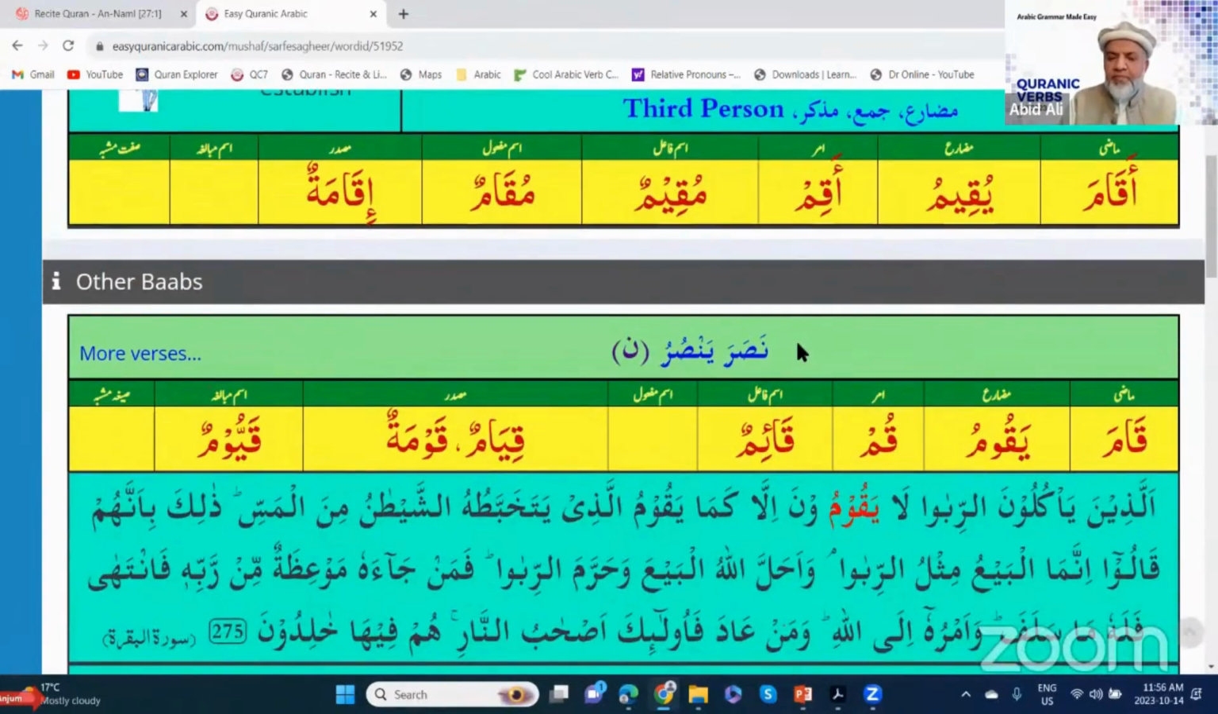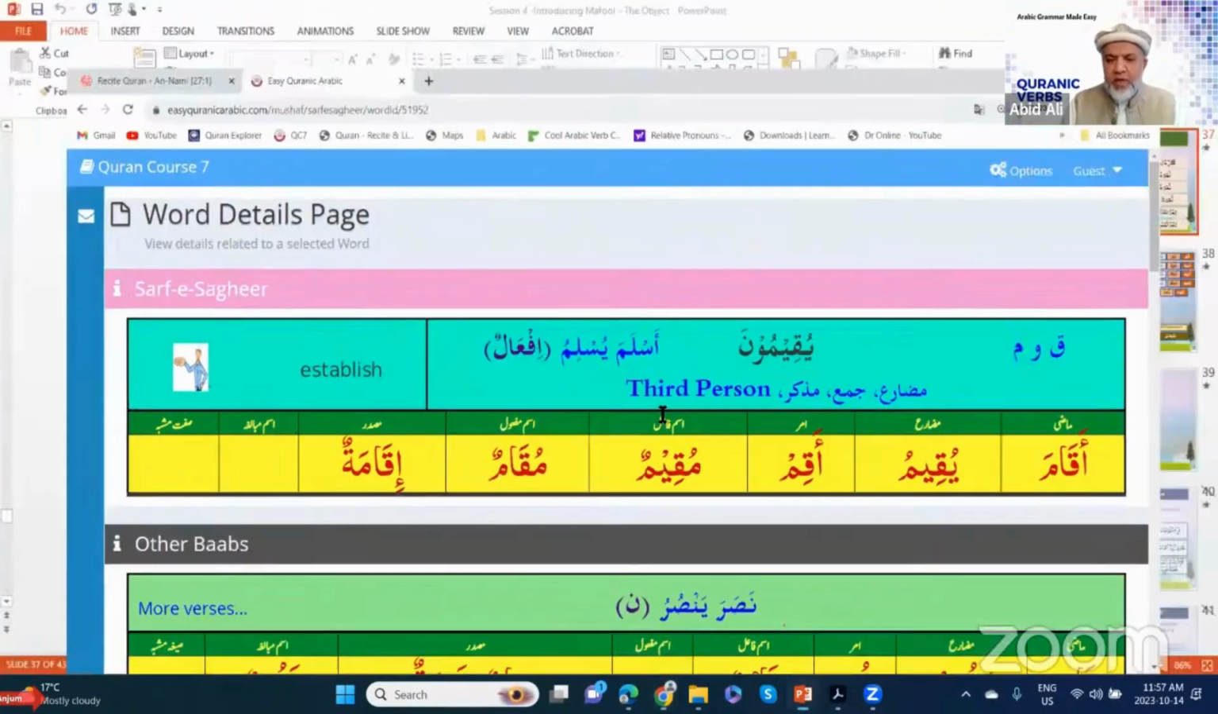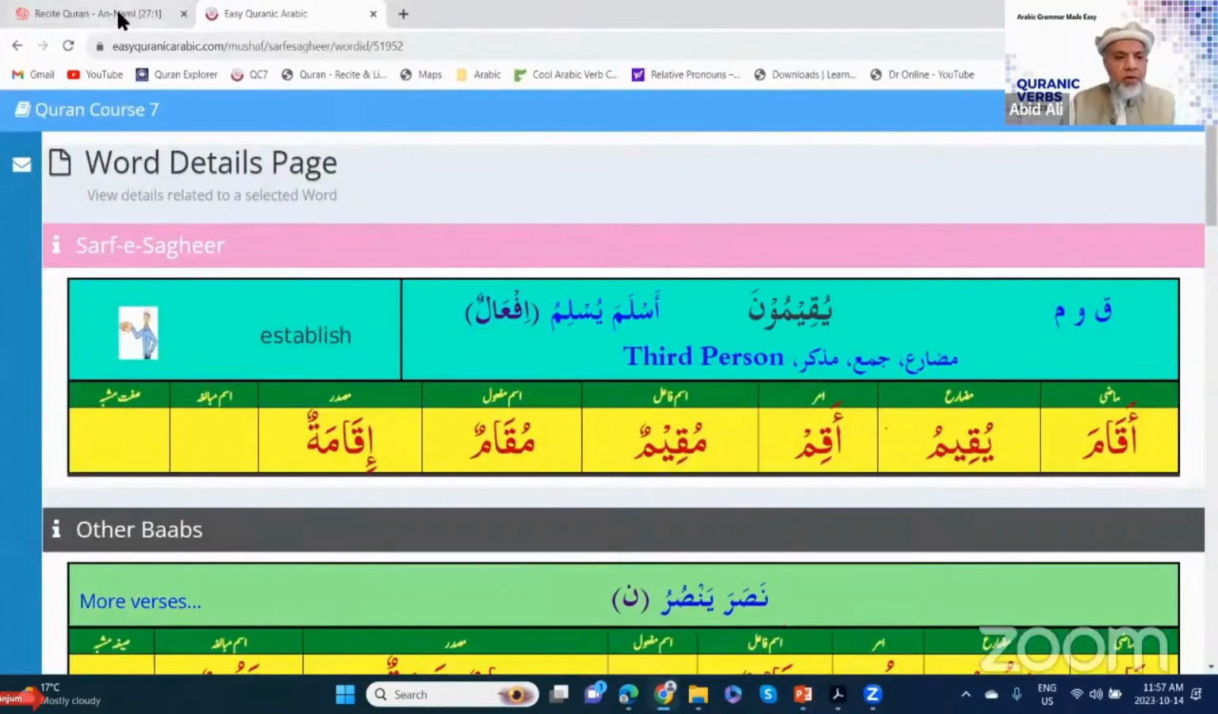Now, the family we're going to learn in this part of the course will be the Nasara family. Do we already know the Nasara family? Nasara. If you follow the Nasara pattern, it will become Qama, yaqumu, qum. Qum means establish. Understand? So inshallah, I'm just giving you a preview that when we finish this course, we will be able to understand all of these things. So keep your mind active and look at these tools once in a while so that you understand what we are talking about. Okay, let's go back to our Quran.